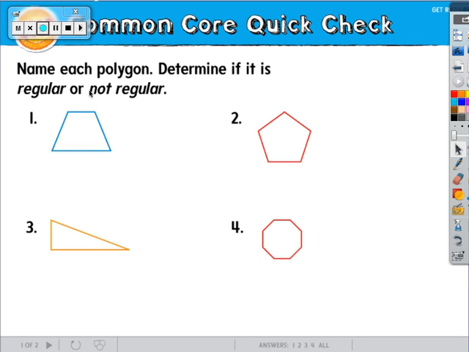Before we go to that, we're going to have a little bit of practice. This is just like the homework, or the lesson that we did on Thursday. We're going to name each polygon and determine if it is regular or not regular. Okay, on your whiteboards, answer these 4 questions. Remember, it says name each polygon. It does not ask you to name the subcategory. It asks you to name each polygon.